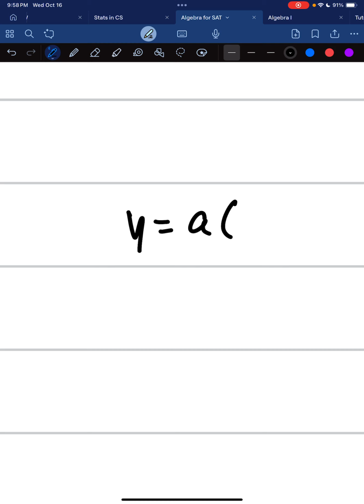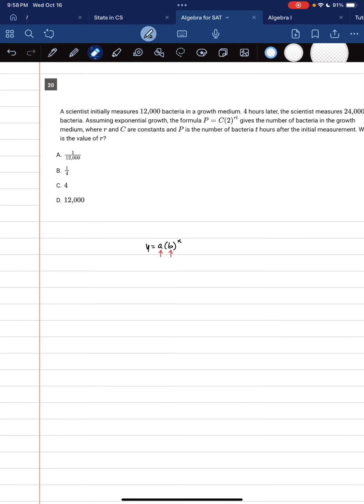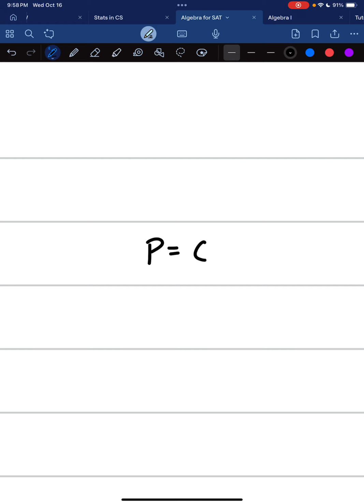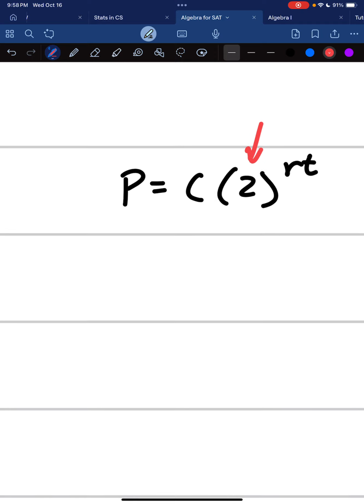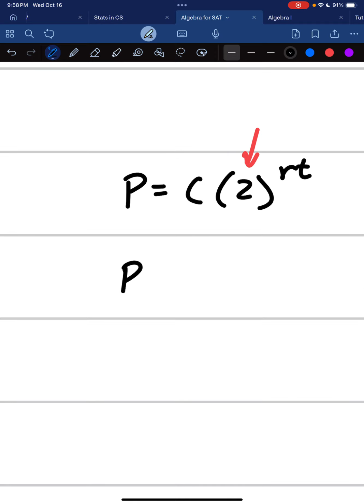We know that for exponential functions, the standard form is y equals a times b to the power of x, where a is the initial amount and b is the growth factor. If we apply that to this situation, we can see that the formula they give us is P equals C times 2 to the power of RT. So 2 is going to be our growth factor, and they tell us that the initial amount of bacteria is 12,000, right? So we can actually replace C with 12,000 because that's the initial amount.